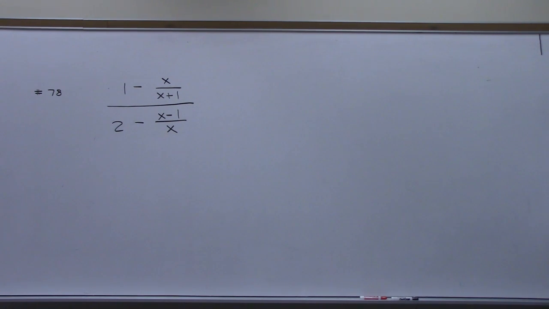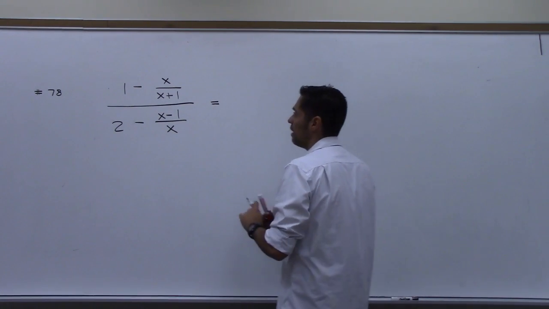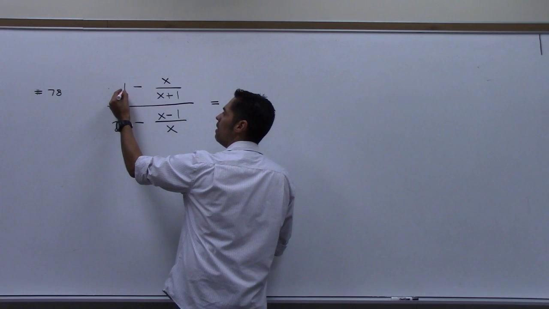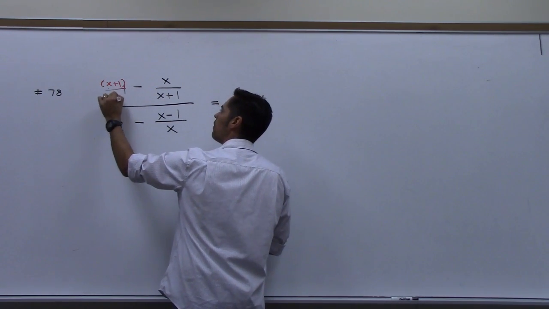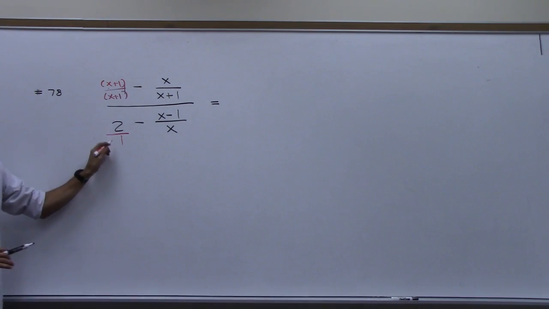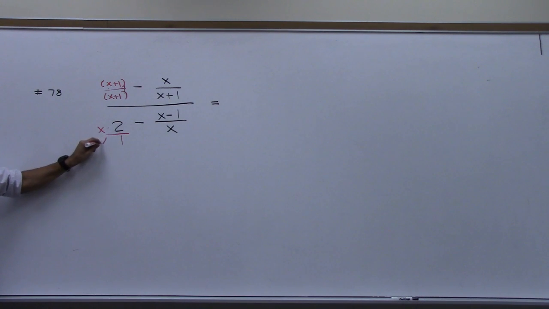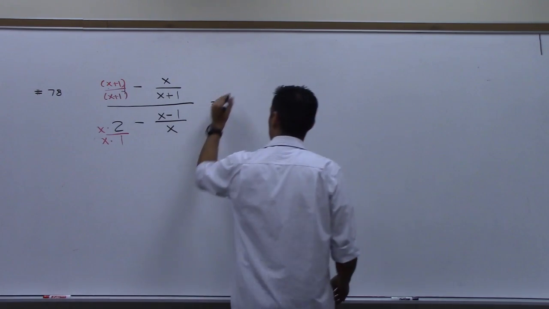So kind of like what we did in the last one, work with the top, clean it up, get a common denominator, then work with the bottom, get a common denominator, then we'll do the whole flipping thing. Let's see if I can do this a little faster. Since this is a 1, I'm just going to put x plus 1 over x plus 1. And over here on the bottom one, this is a 2 over 1, isn't it? So I'm just going to put x here and x there. So it'll be a 2x on top on this one.